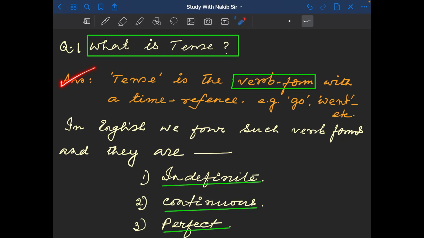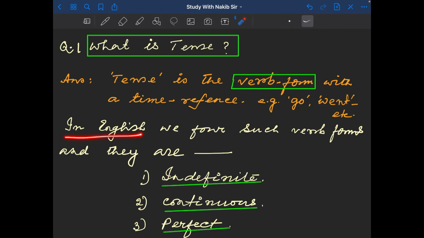I have written here so that you can see this also. Tense is the verb form with a time reference. See, go is the verb form, went is another verb form, and this verb form has a time reference. Means this verb form is saying that it is the action of the present time. This verb form has a time reference. Means this verb form is saying that it is the action of the past. From these verb forms you can understand the time and manner of the action.